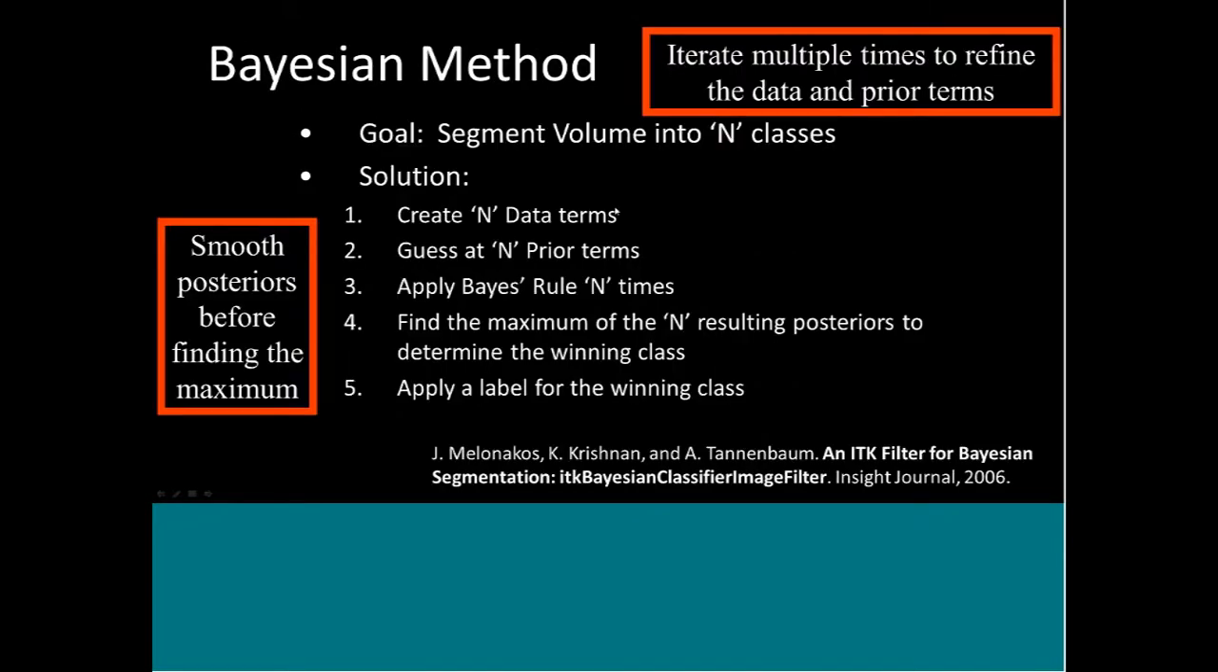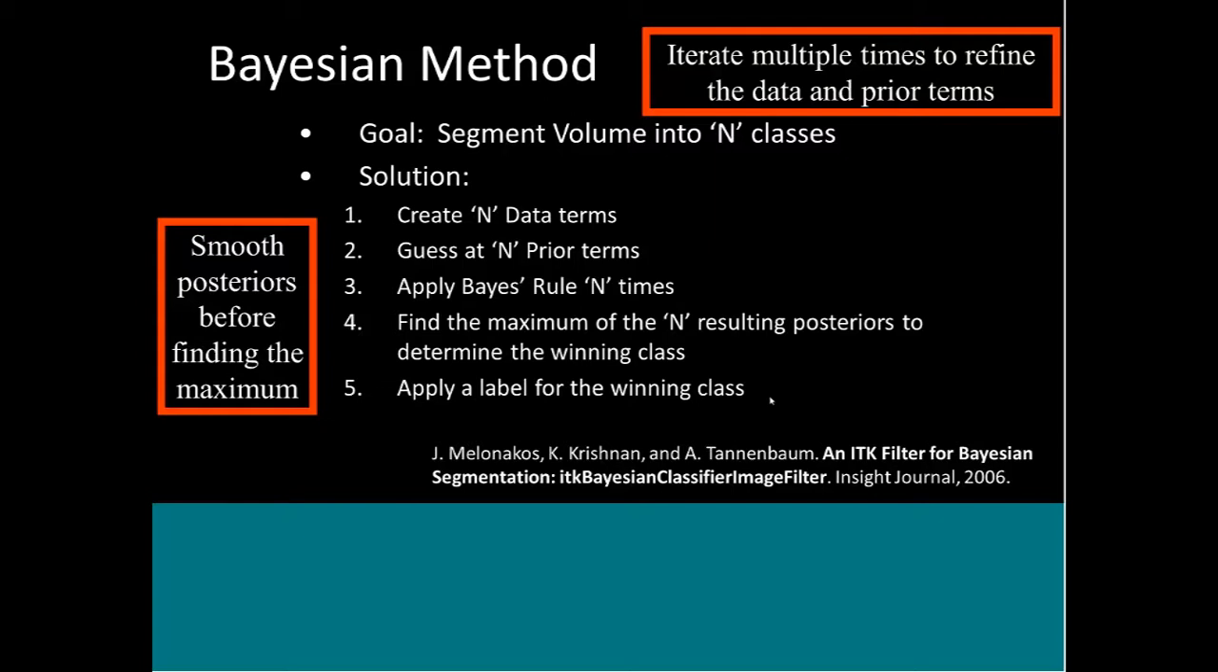So for the Bayesian method, the overall goal is to segment a volume into n classes. In the examples, we're going to see a 2D example of segmentation, and we're also going to see a 3D example of segmentation. The idea is to create n data terms, n prior terms, apply Bayes rule n times, and then find the maximum of the n resulting posteriors to determine the winning class, and apply a label for the winning class. So it's sort of like fitting multiple Gaussian models to some data, and then picking which pixel belongs to which class in the segmentation based upon maximum likelihood.